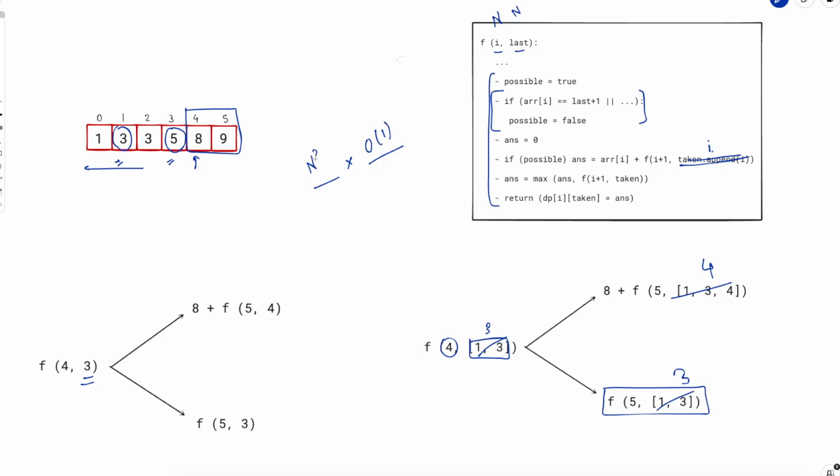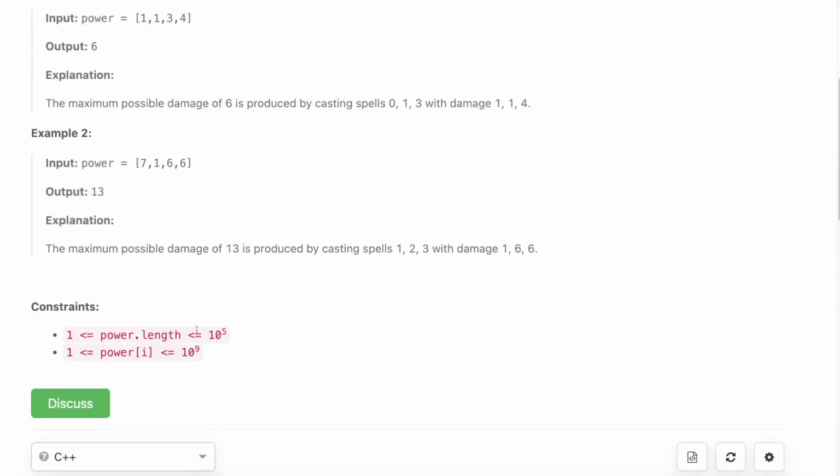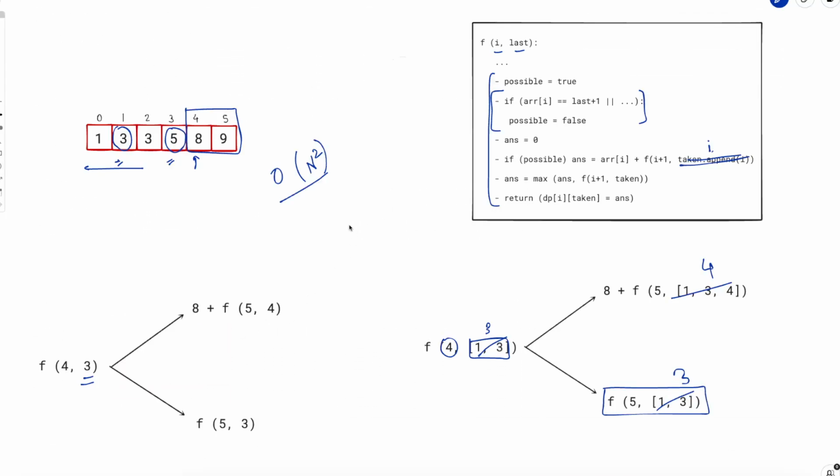So what is the overall time complexity? It is order n square itself. So we have reduced from n squared 2 power n to simply order n square, which is a lot better than the previous one, but is still not sufficient to pass the given time constraint because n is 10 power 5. So we need to optimize this as well.